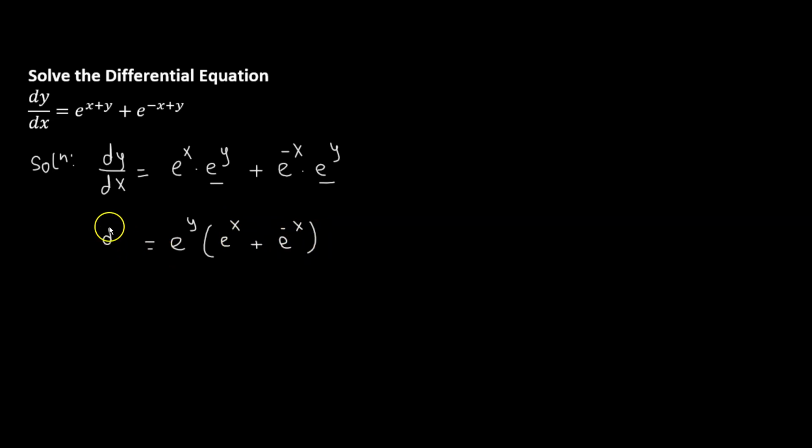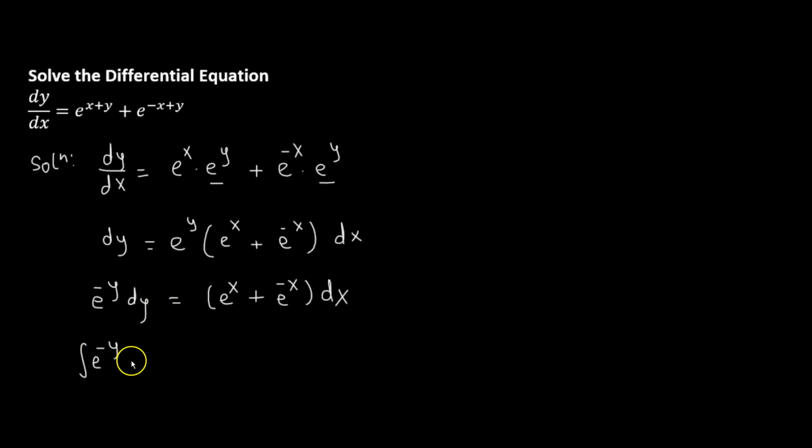So this is dy over dx. Now we can multiply both sides with dx. Then we multiply both sides with e raised to the power of negative y. So we have e raised to the power of negative y times dy equals e raised to the power of x plus e raised to the power of negative x dx. So this is in the separable form, which means we can integrate both sides.